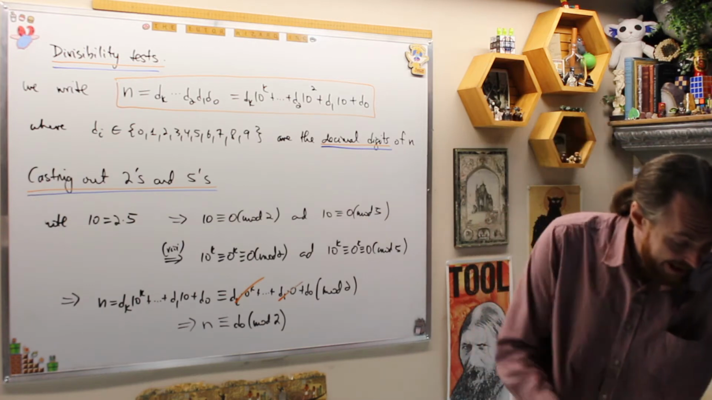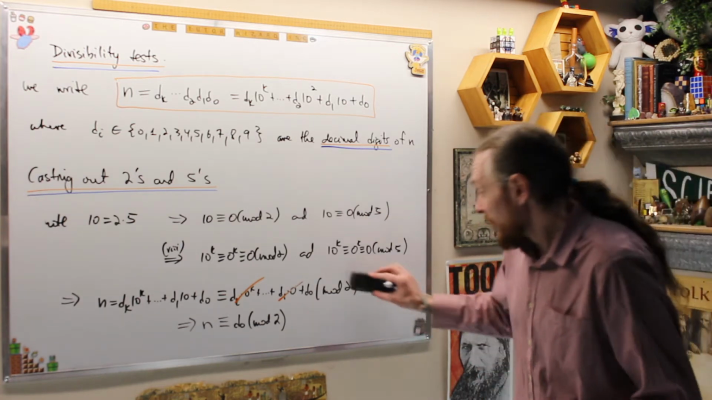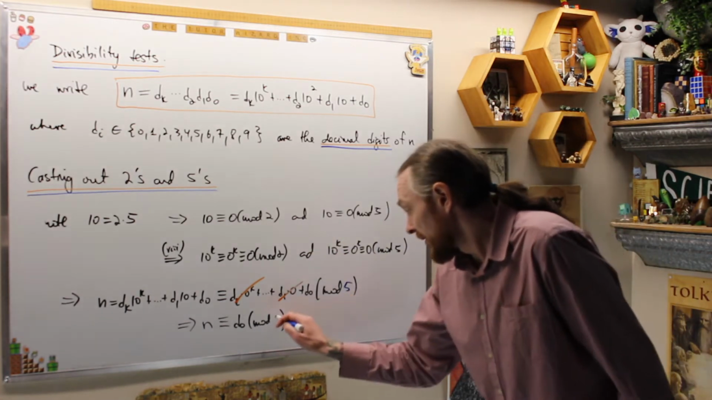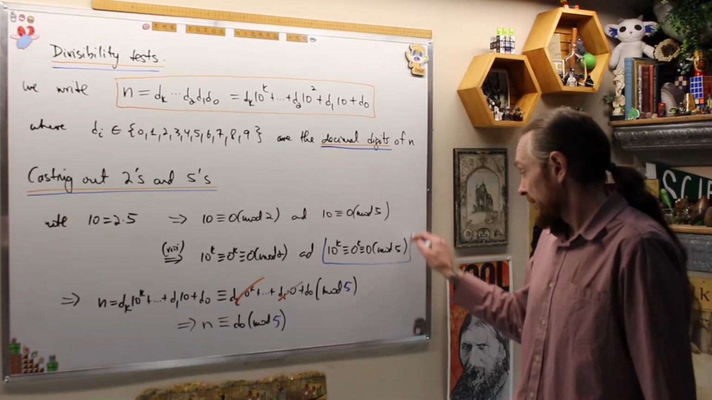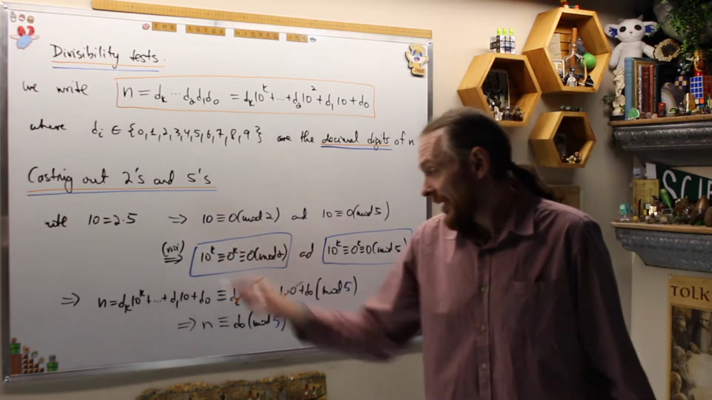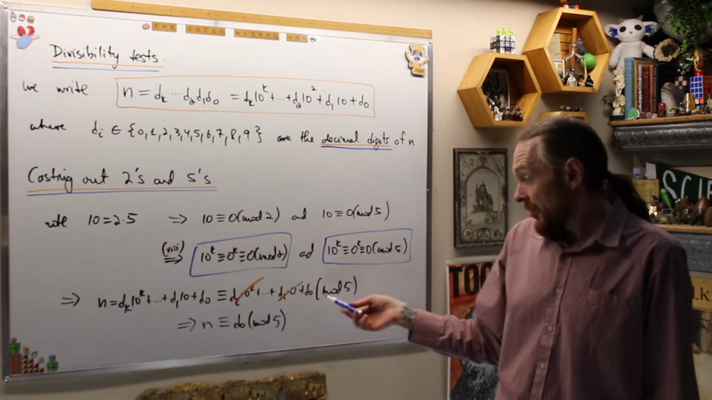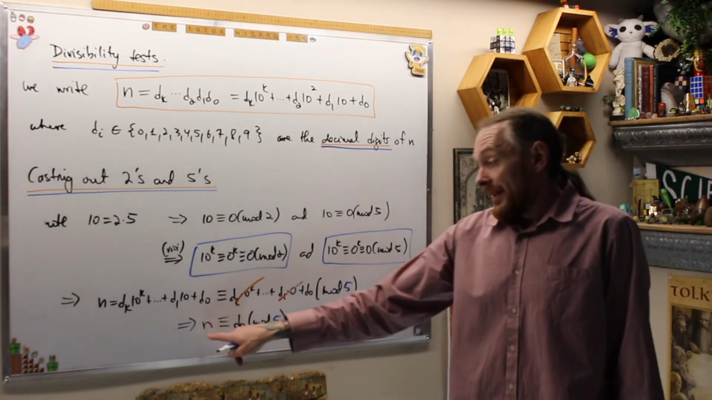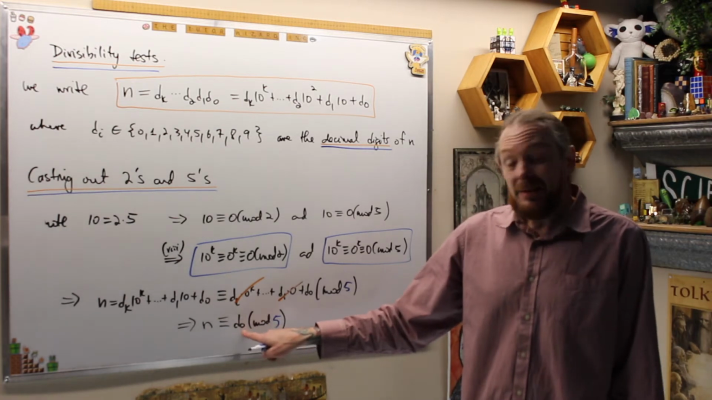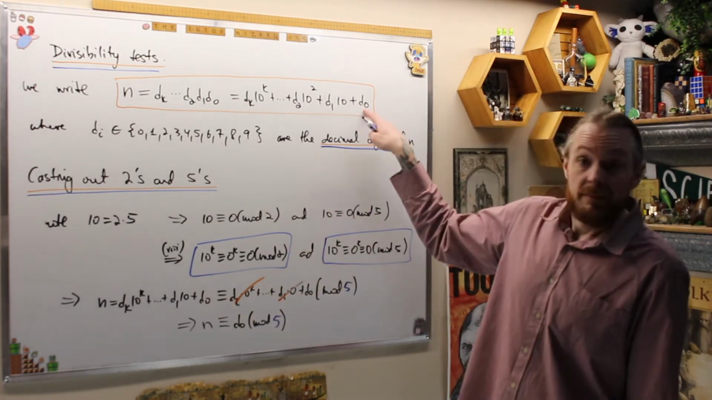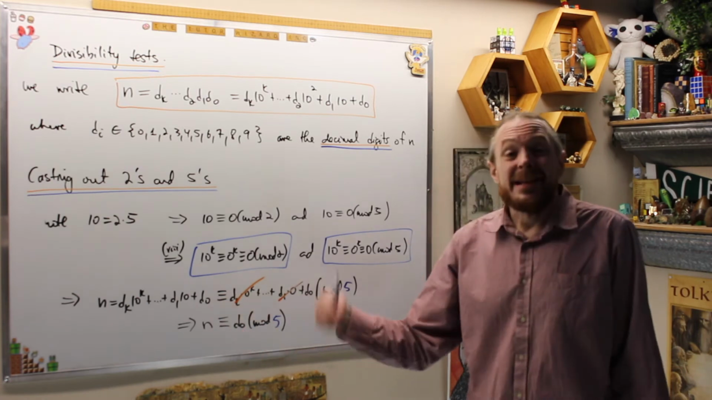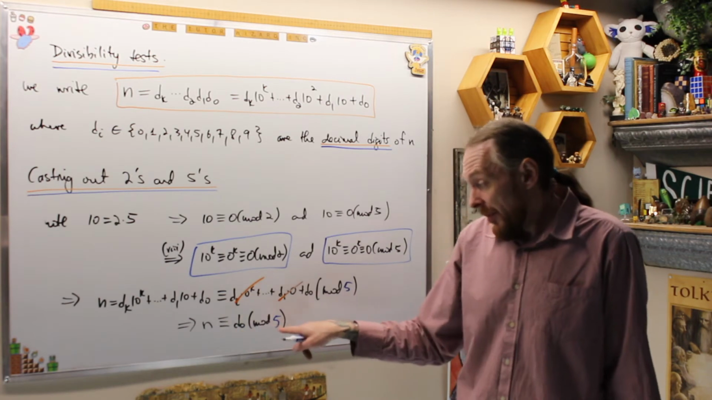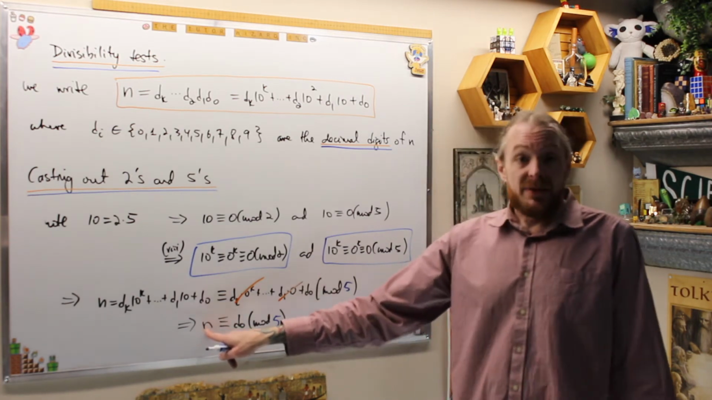This is exactly the same as true if I replace the 2 by a 5, because we know that this is also true. So because of both of those being true, n is also congruent to d0 modulo 5, which says again that n and d0 leave the same remainder, d0 being the last decimal digit. N and d0 leave the same remainder when I divide by 5. In particular, the last decimal digit is divisible by 5 if and only if n is divisible by 5.